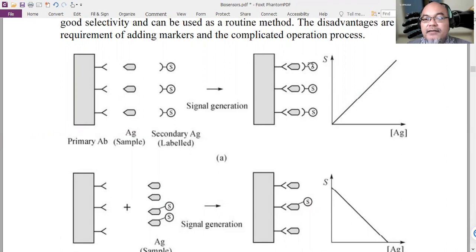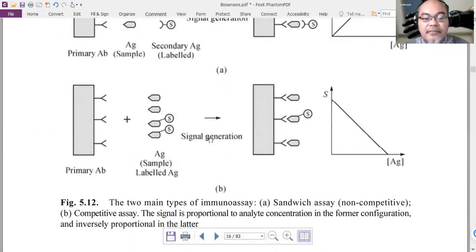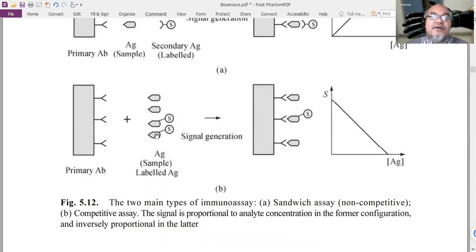So upon binding, you see here that the two antibodies have different activity towards different binding sites of the antigen. So upon binding, the signal will increase. The more antigen is bound to the primary antibody, of course, the more signal you will have. Then this is what we call competing.